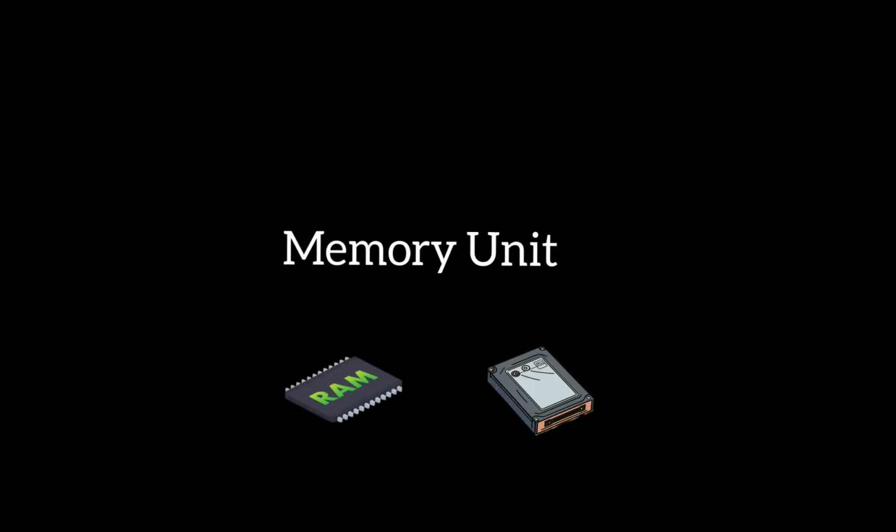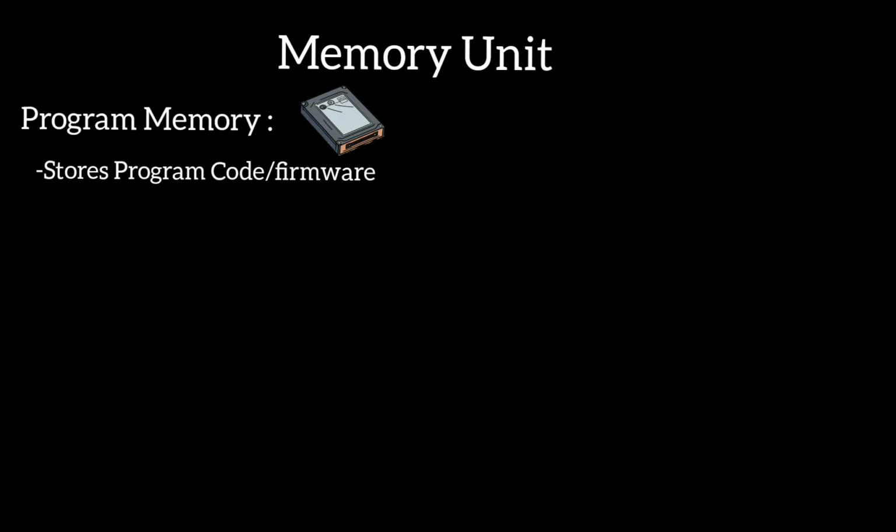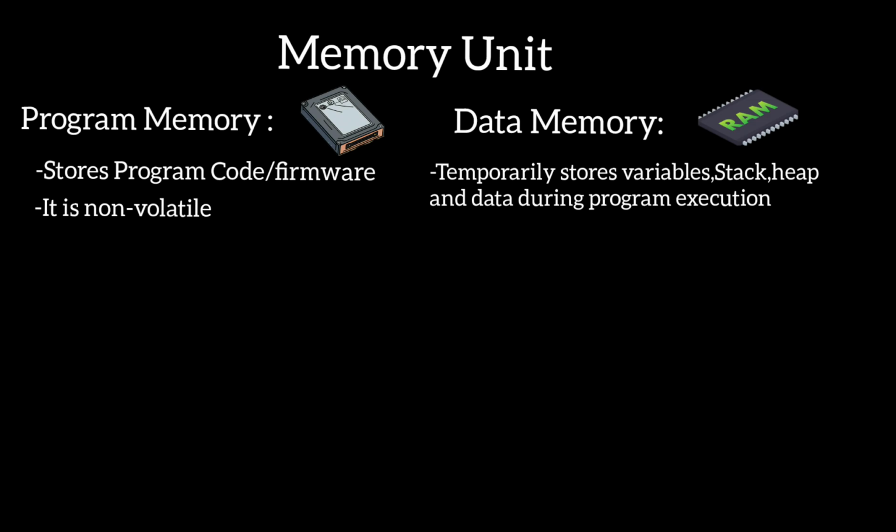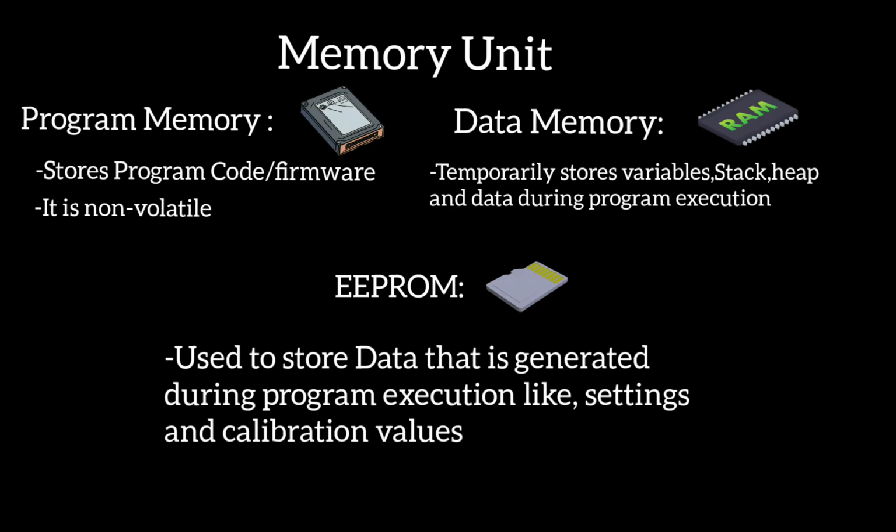2. Memory Units. Microcontrollers usually have two main types of memory. A. Program memory, ROM or flash, stores the program code, also called firmware, that the CPU executes. It is non-volatile, meaning data remains even when power is off. B. Data memory, SRAM, temporarily stores variables, stack, and data during program execution. It is volatile, meaning data is lost when power goes off. C. EEPROM, if present, used to store small amounts of data that must be saved even when power is off, for example, calibration data or settings.